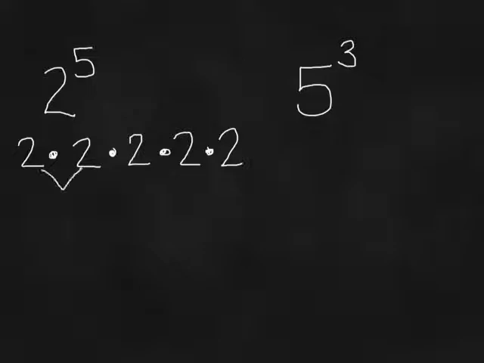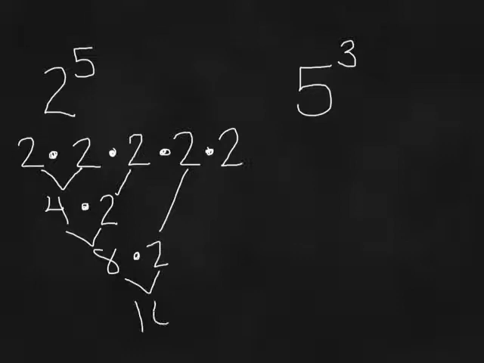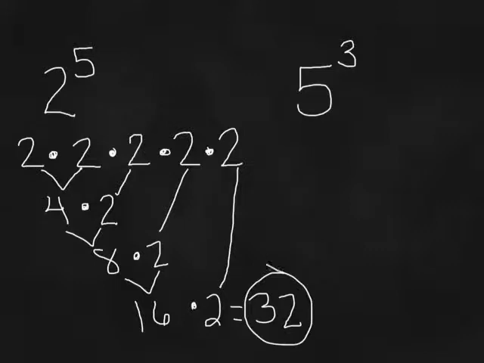2 times 2 is 4 times 2 more is 8. And 8 times 2 more is 16. And 16 times that last 2 is 32. Now let's take a look at this power over here, 5 cubed.